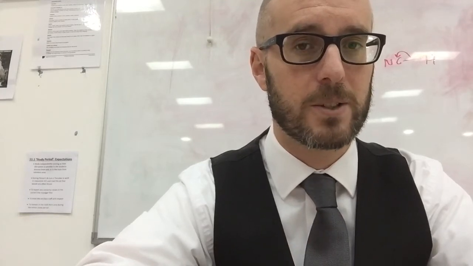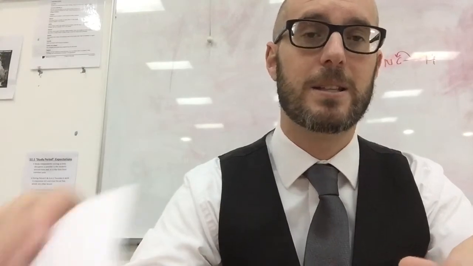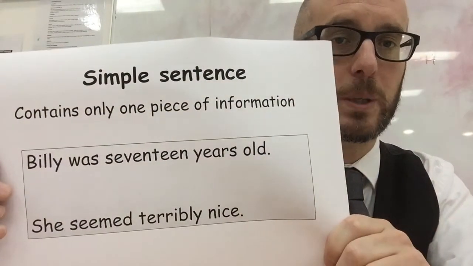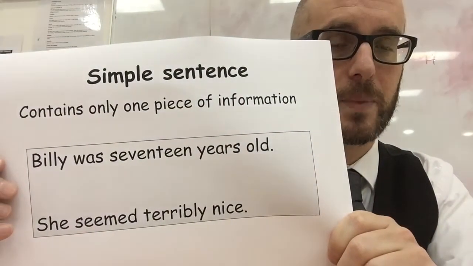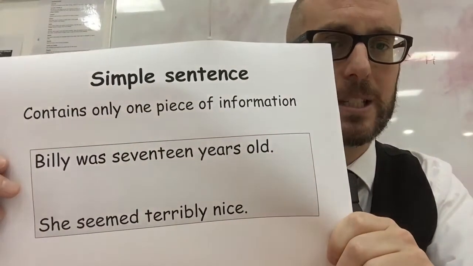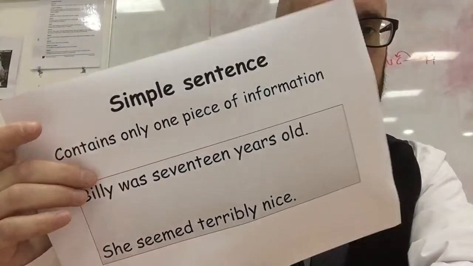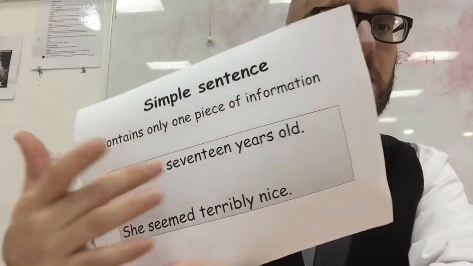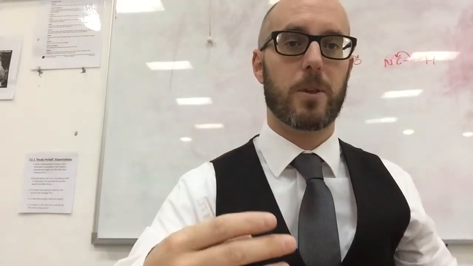So what comes after minor sentences? Well, simple sentences, which contain only one piece of information. Billy was 17 years old. Or, she seemed terribly nice. One subject, Billy, one verb, was, and then one piece of information about them.